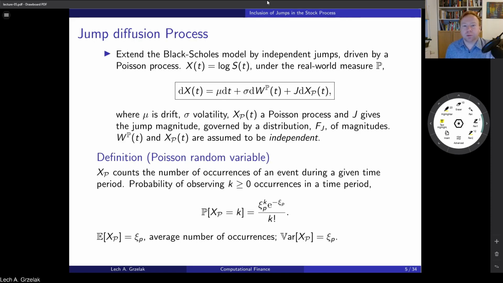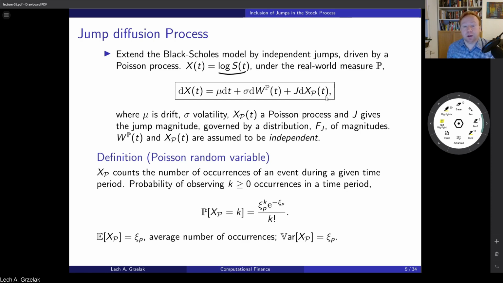So let us now build a process which would include a jump. We consider, under the log transformation, so in log space, the following dynamics: dX_t equals mu dt plus sigma dW_t under measure P. This part is just arithmetic Brownian motion, normally distributed, so it is the diffusive part. And plus we have J, which is a stochastic variable that describes the magnitude of the jump.